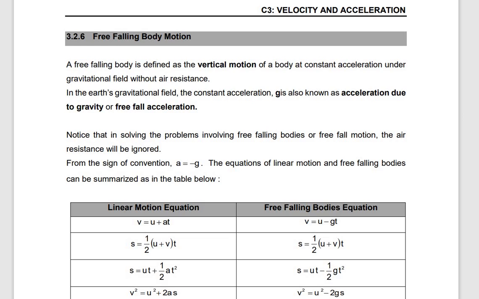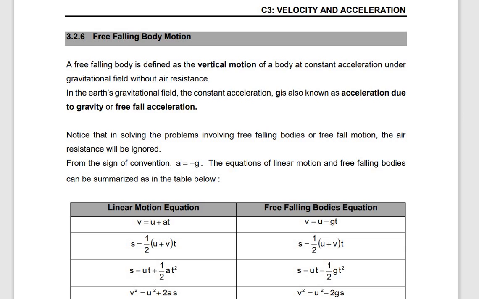So untuk yang first one ini, kita akan ubah kita punya formula yang kita guna untuk linear motion hari itulah. Alright, so a free falling body is defined as a vertical motion, okay, y-axis, of a body at constant acceleration under gravitational field without air resistance. So kita tak consider dia punya air resistance tu, kita hanya consider dia punya acceleration, which is the gravitational field sahaja yang akan effect dia punya movement.